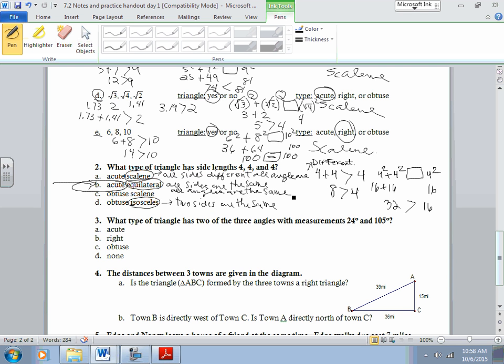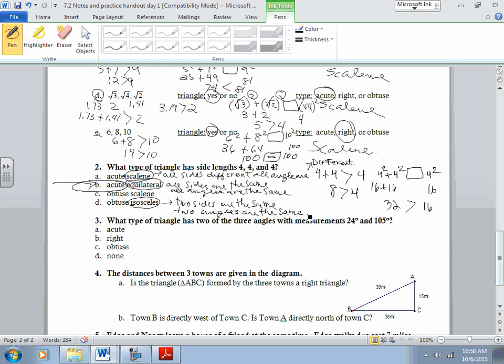So what do you think on isosceles? If only 2 sides are the same, how many angles are the same? 2. All right, so do you guys understand how the sides relate to the angles then? Okay. All right, so what type of triangle has 2 of the 3 angles with measurements of 24 and 105?